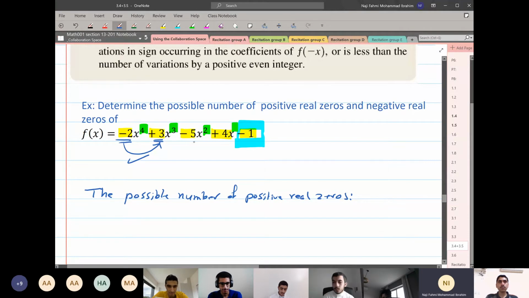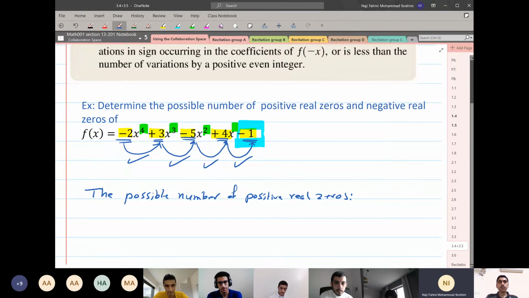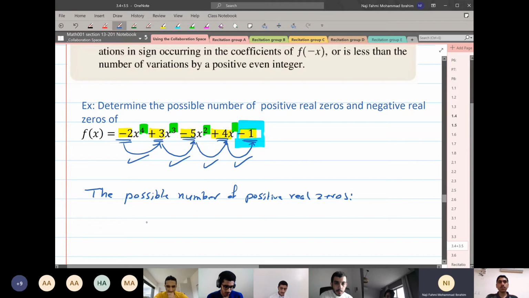From +3 to -5, is there a change in the sign? Yes. From -5 to +4, is there a change? Also yes. From +4 to -1, is there a change in the sign? Yes. So how many changes of the sign do we have? 4 changes. This means the possible number of positive real zeros is 4.